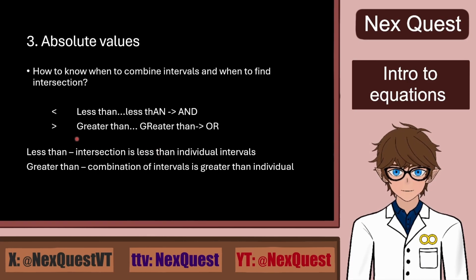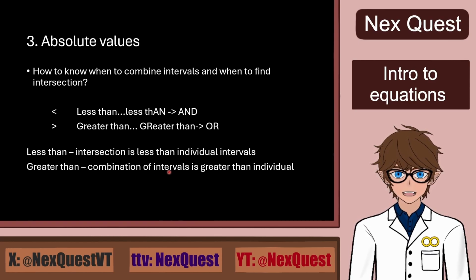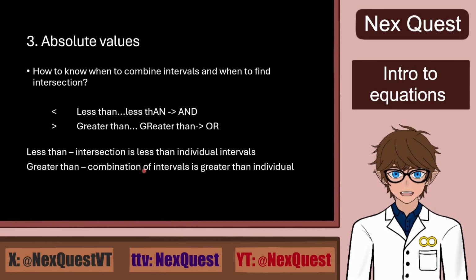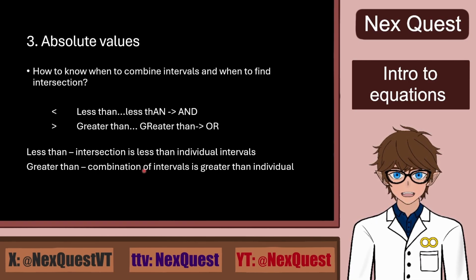If the variable is greater than some number, then it's the combination of intervals, since the combination is greater than individual intervals. I really hope that this does make sense. So greater than is the combination of intervals, so add them together into one interval or two separated by a space of nothing, and less than is intersection, so only what they share in common. But yes, I will solve one more example in a bit where I'll show you how exactly this works.